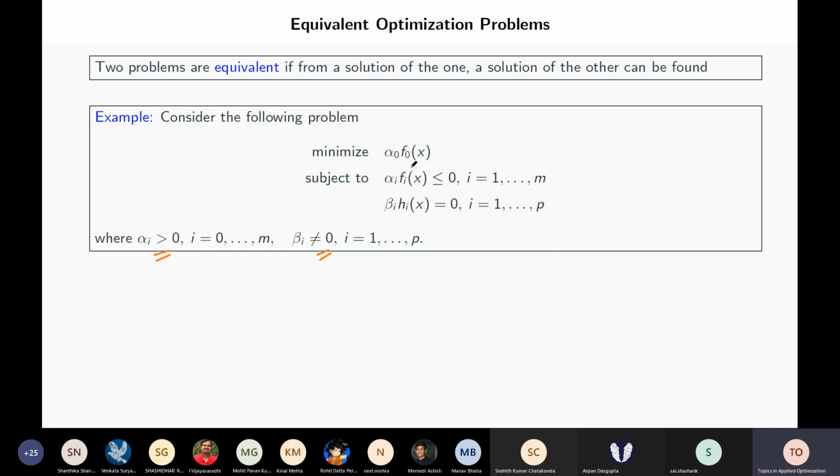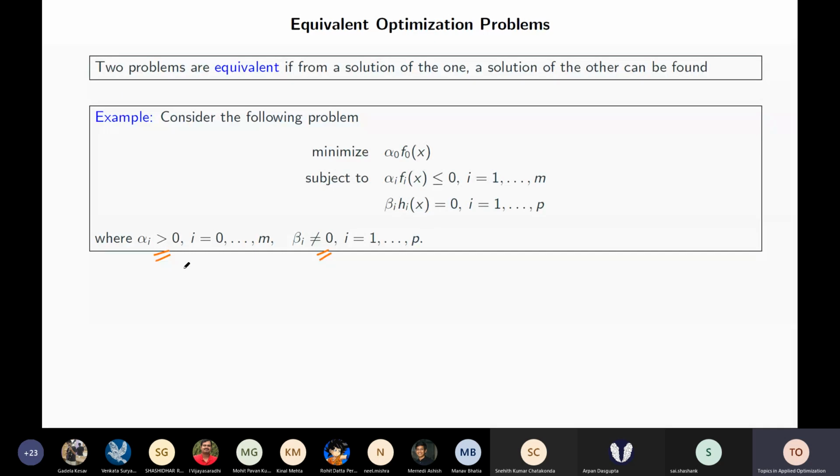Okay, so can I reduce this problem into a problem where I get an equivalent formulation and the solution won't change? In other words, are these alpha I, beta I just there to confuse you? But do they really have a role to play? Okay, so that's the question here. Can I simplify these things?